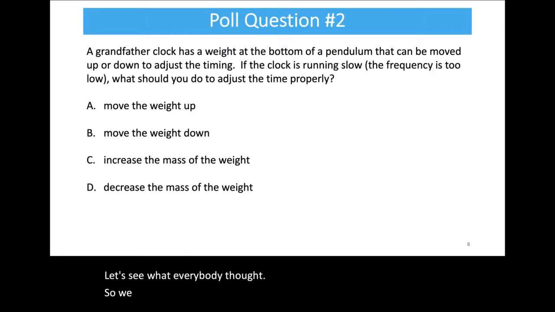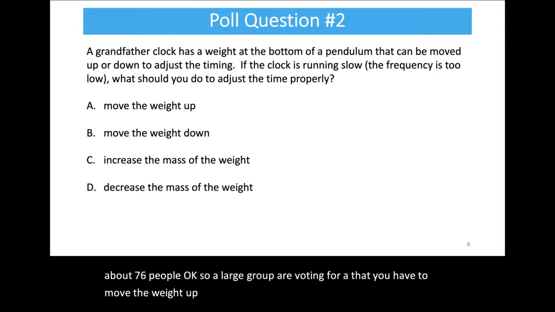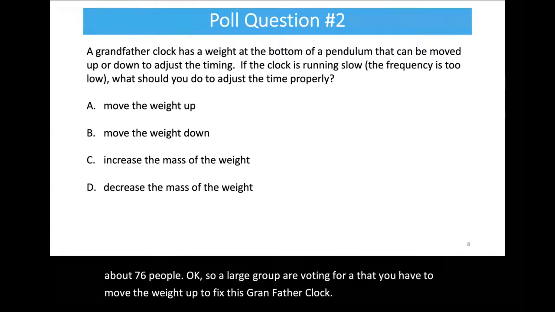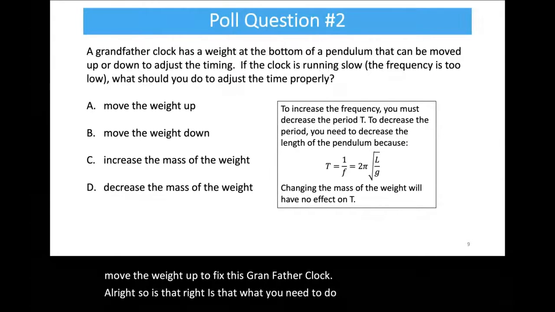So we have a lot more agreement this time. We've got what looks like about 76 people. Okay, so a large group are voting for A, that you have to move the weight up to fix this grandfather clock. All right, so is that right? Is that what you need to do? Well, what do we need to do?